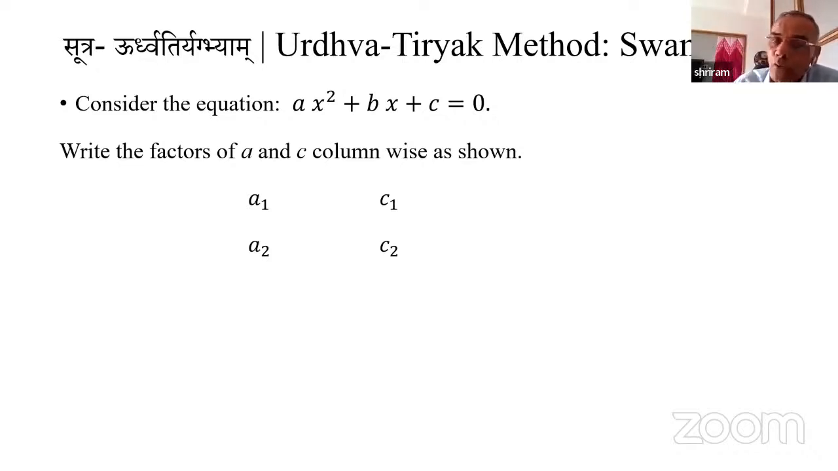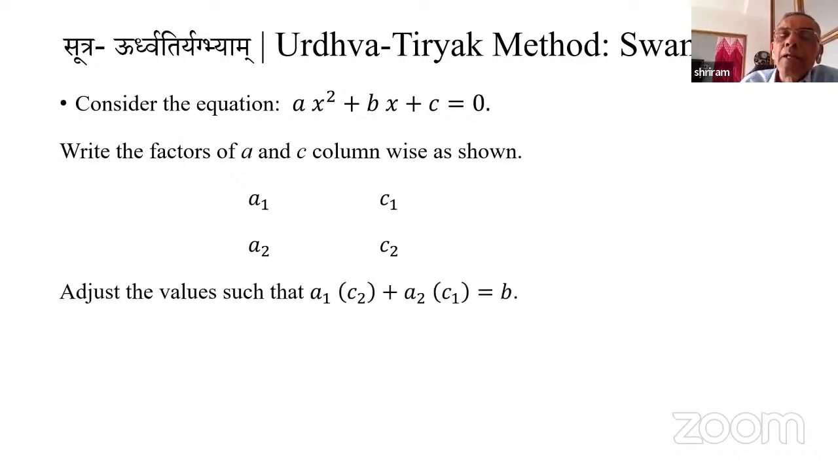A1 into A2 equal to A, C1 into C2 equal to C. That much we have done. Now remains a crosswise form. So we will select the form A1, A2 and C1, C2 in such a way that the product of the cross, A1 into C2 plus C1 into A2, will be equal to B.